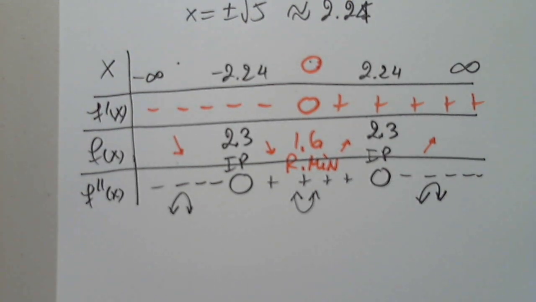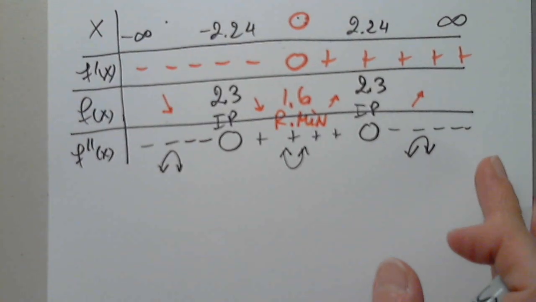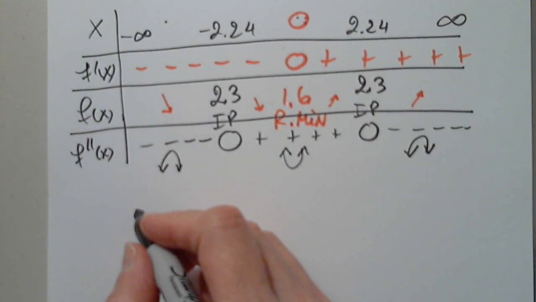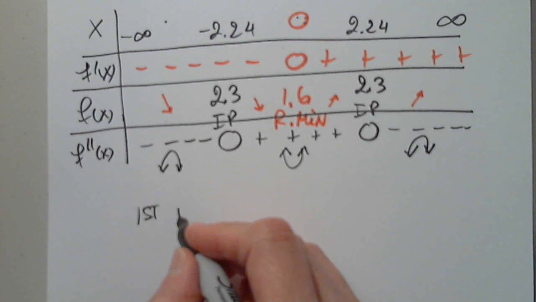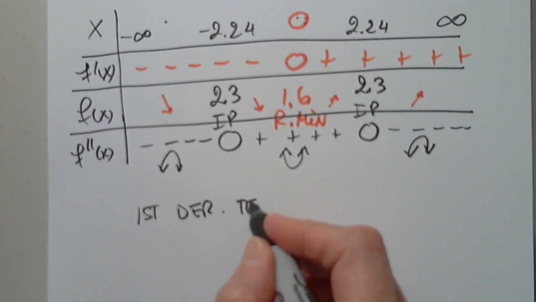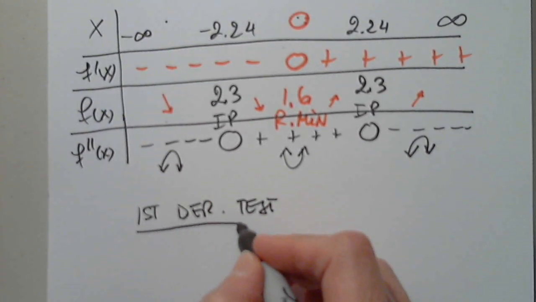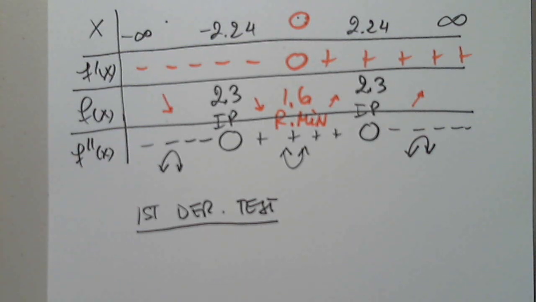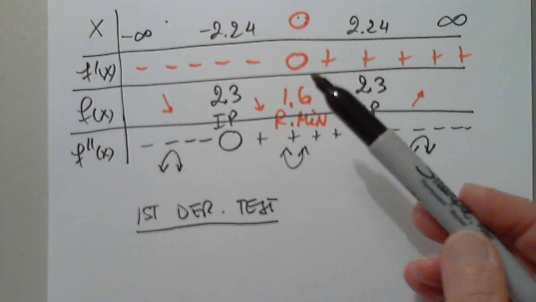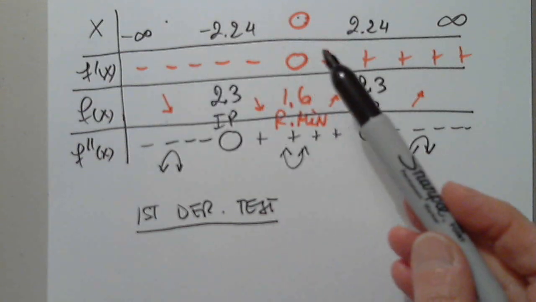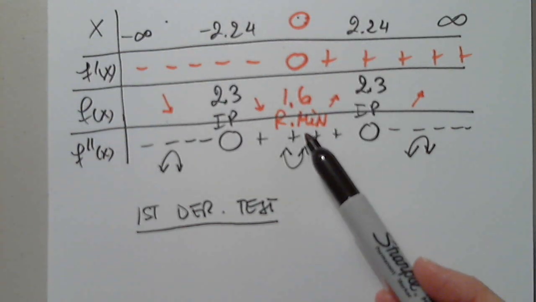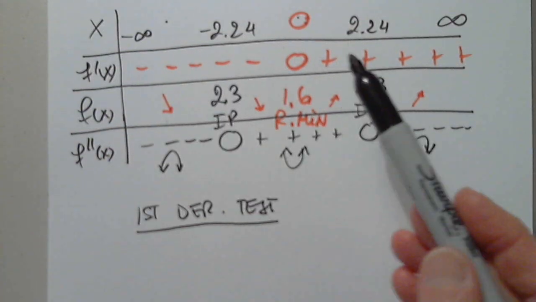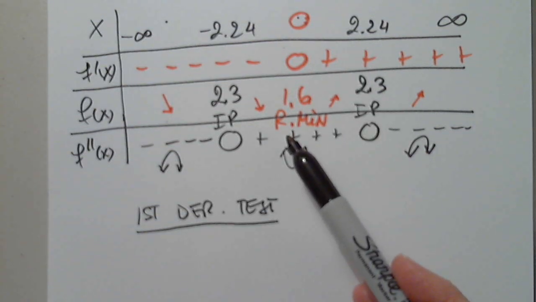Now, I didn't tell you, but what I taught you before we got to this section was the first derivative test. What is it? The first derivative test says if this is a critical number and the sign changes this way, that's a relative min. If it changes the opposite way, it's a relative max.